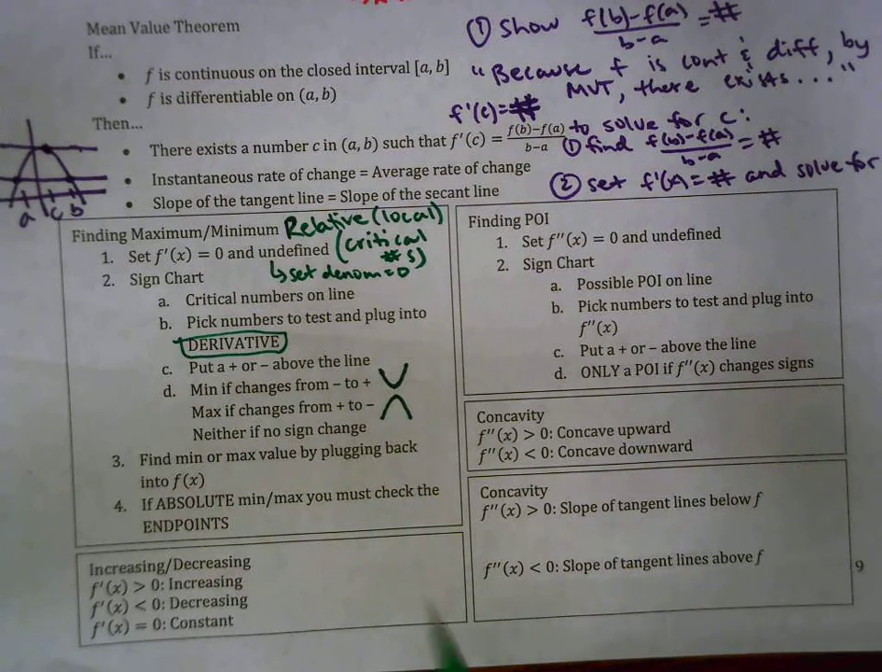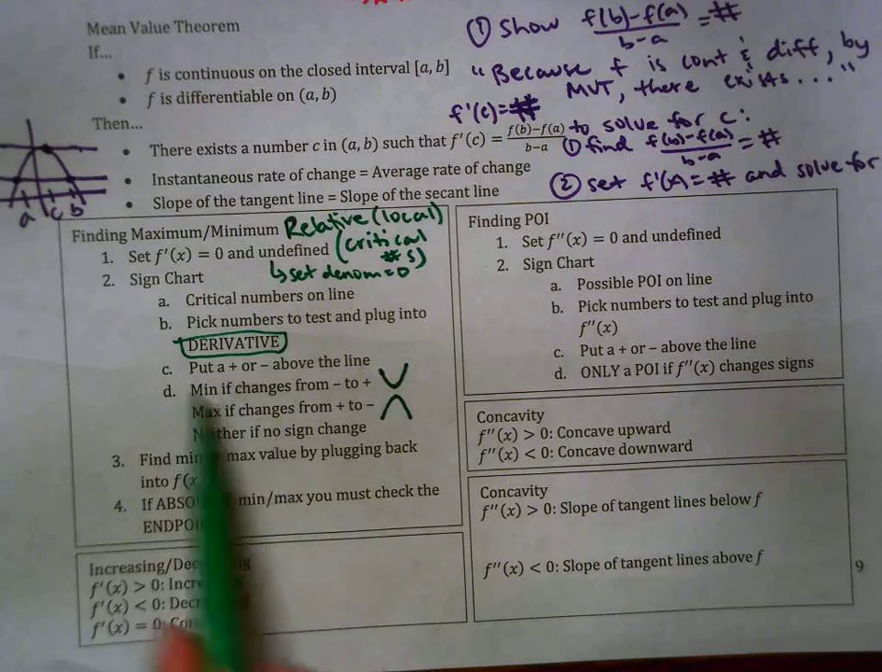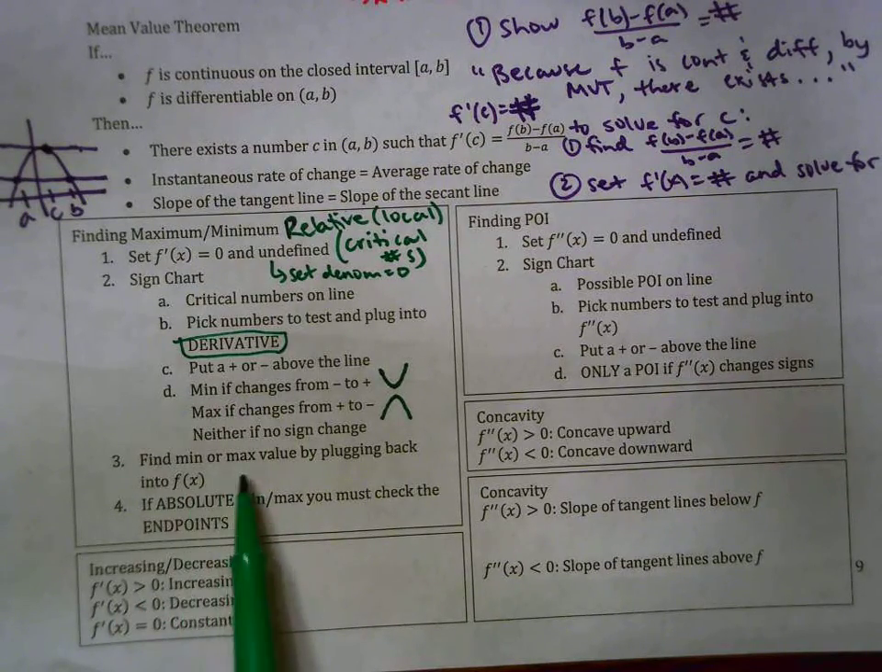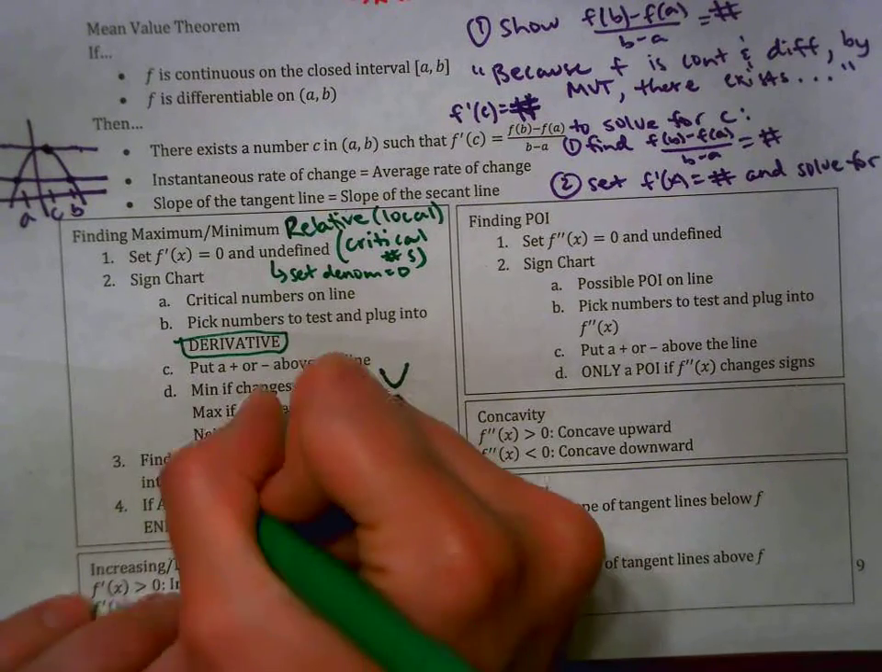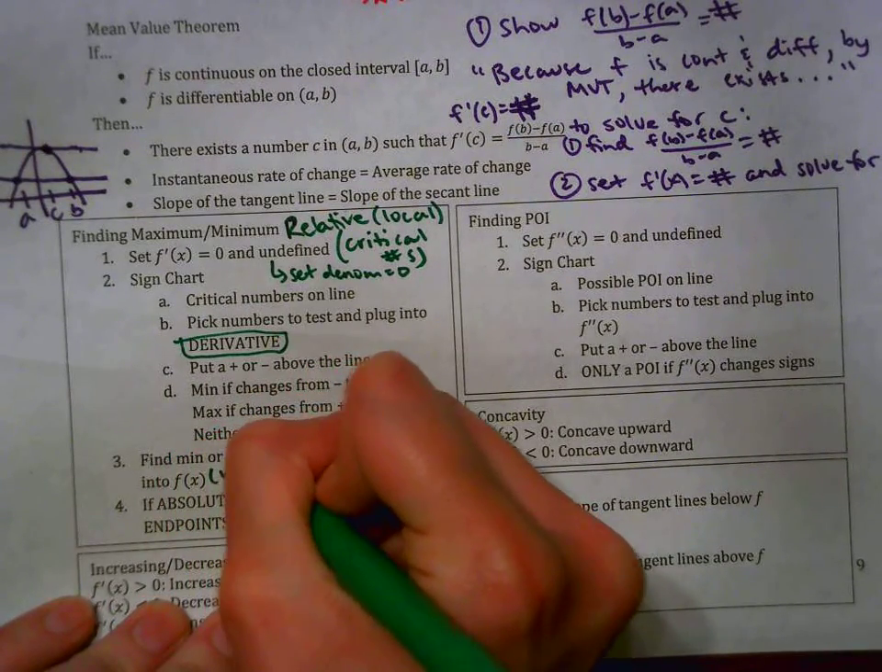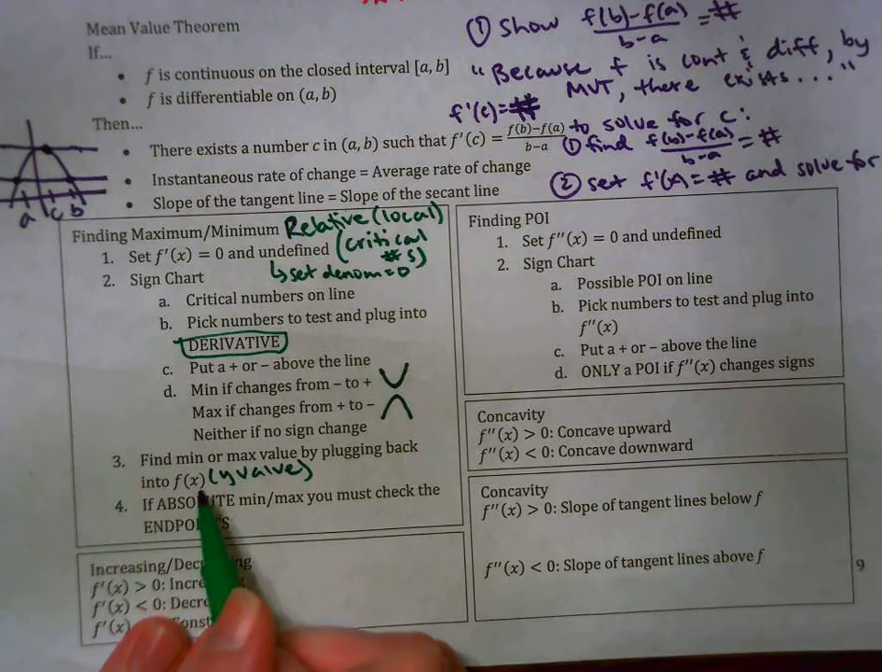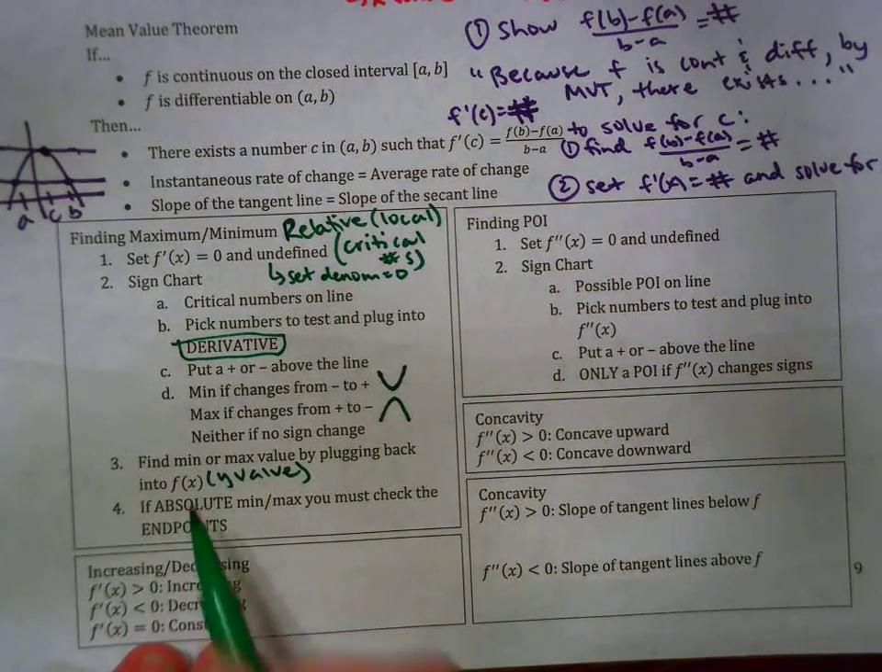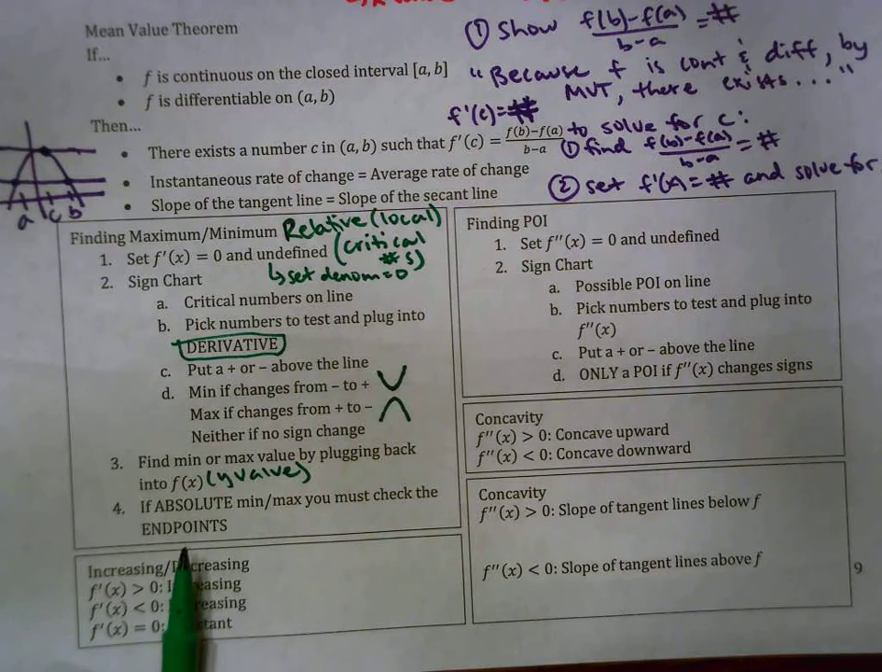And that would give you the x value of your max or min. If you wanted the actual max or min value, that would be the y value of the max or min. You'd have to plug it back into the original to know that. And again, if you're doing absolute, you need to think about your endpoints too.